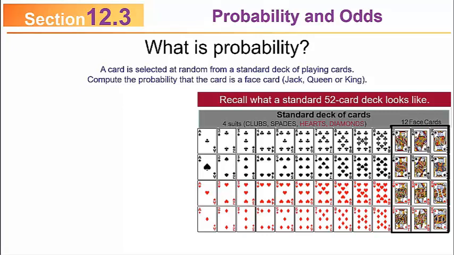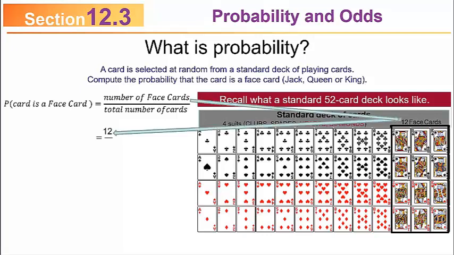Remember, we talked about this last time, that face cards are the jacks, queens, and kings, the things that actually have faces on them. And there are 12 of them. So the probability that the card is a face card is the number of face cards divided by the total number of cards. Well, the number of face cards is 12. The total number of cards is 52, so we get 12 52nds. If you reduce that, it becomes 3 13ths. So the probability of drawing a face card out of a well-shuffled deck of cards is 3 13ths.